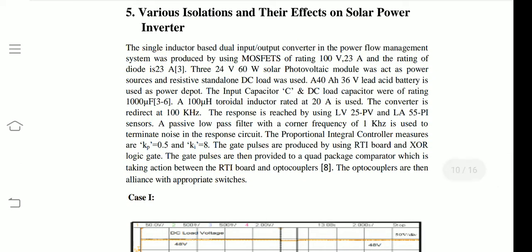The gate pulses are produced by using an RTI board and XOR logic gate. The gate pulses are then provided to a quad package comparator which is taking action between the RTI board and optocouplers. The optocouplers are then aligned with appropriate switches.